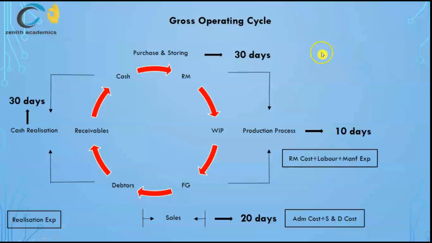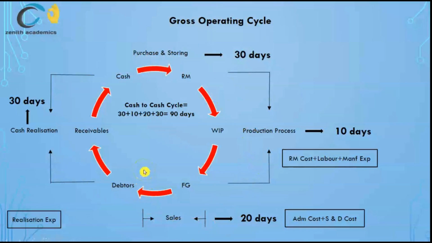Now, if you add up the time taken at each stage, it would be 30 plus 10 plus 20 plus 30 days. That is 90 days. Now, this 90 days is called the gross operating cycle or the cash to cash cycle. Okay? That is the time taken from purchase of raw material in cash to realization of the receivables in cash. We observe that these components of the working capital change their form and add up in value during the journey, right?